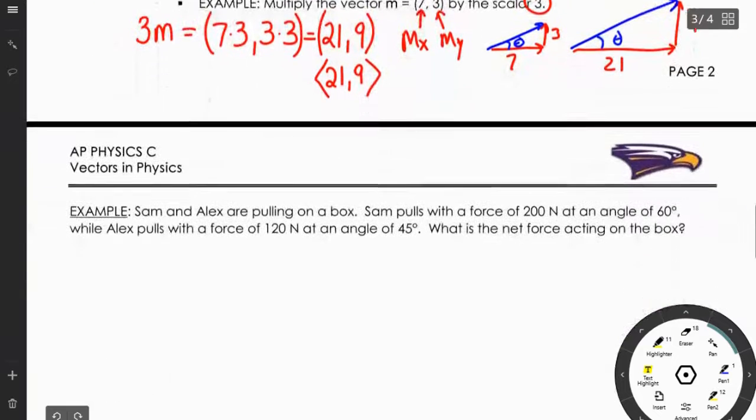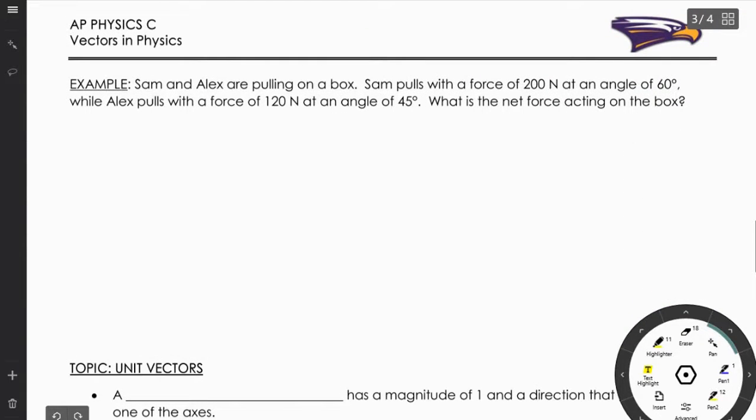Now, how do we apply this to physics? Here's just an example. Here we're going to talk about net force. Sam and Alex are pulling on a box. Sam pulls with a force of 200 newtons at an angle of 60 degrees, while Alex pulls with a force of 120 newtons at 45 degrees, and this is below, negative x. So one's pulling up and to the right, one's pulling down and to the right. What is the net force acting on the box?